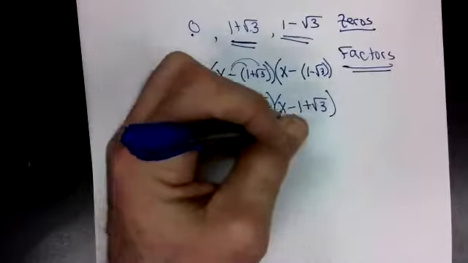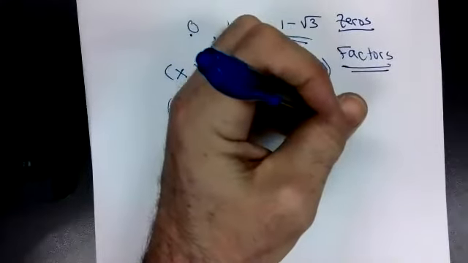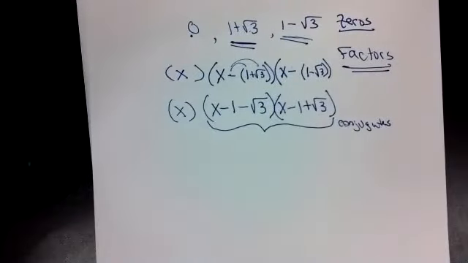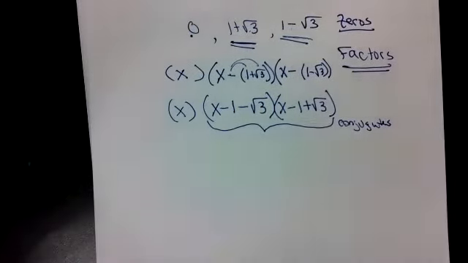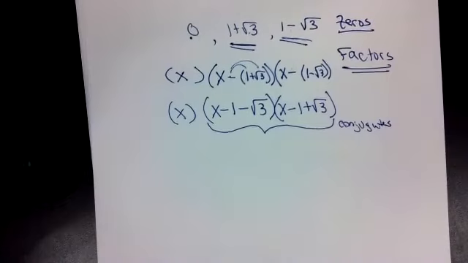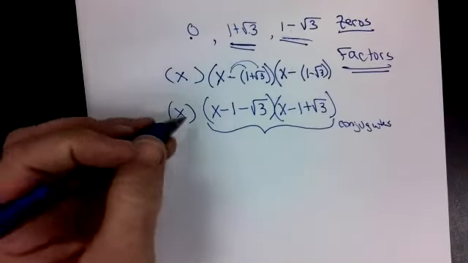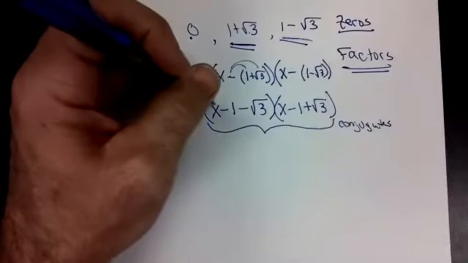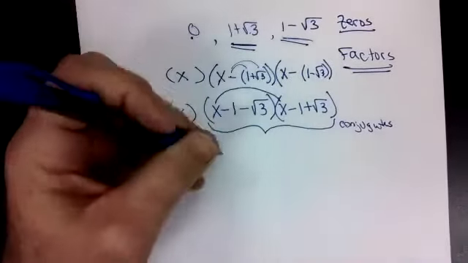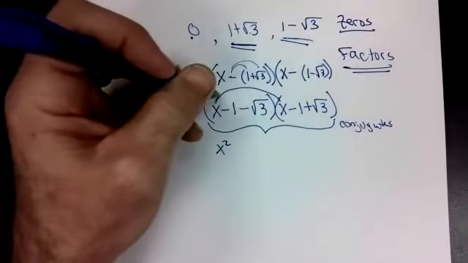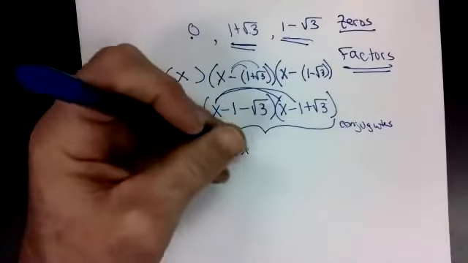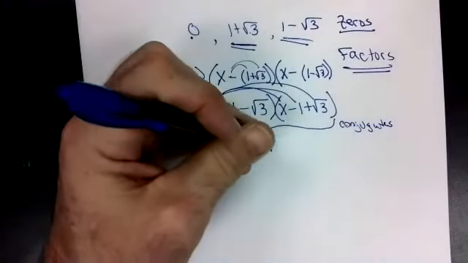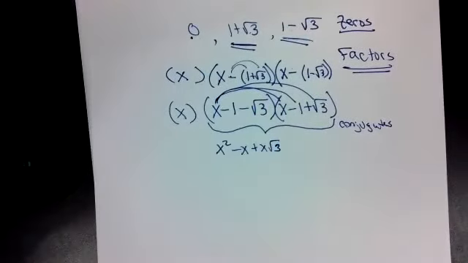And then because these are what we call the conjugates, I'm going to multiply them together because you're going to see stuff kind of cancel out. So instead of distributing my x first, I want to multiply these two guys together. So if I multiply this, I get x squared. I get minus 1x. And I get positive x root 3.